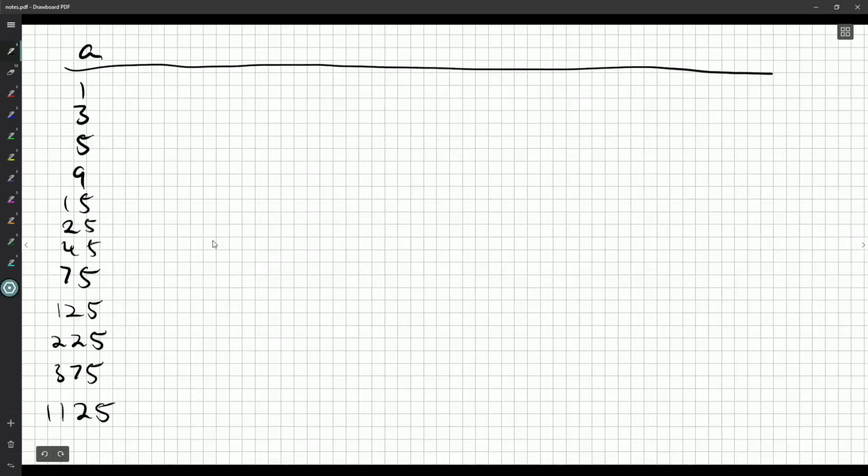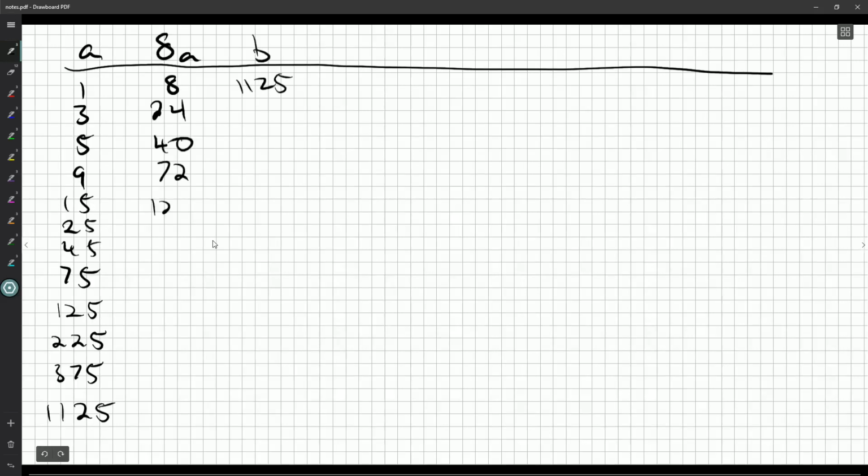Okay. So there's A. And then 8A would be 8, 24, and B would be the other number. So 8, 24, 40, 72. We'll see how many of these I'm going to do. 120, 200. This will be 9,000. That's 1,000. I know that.